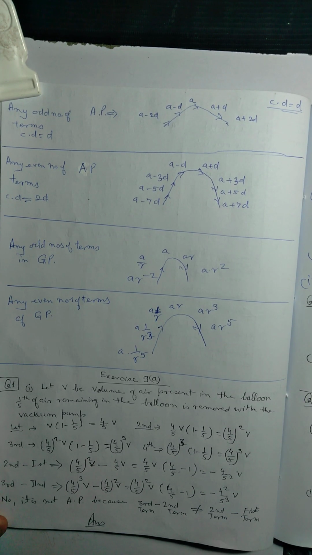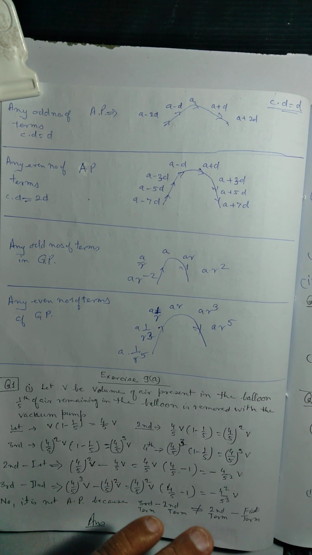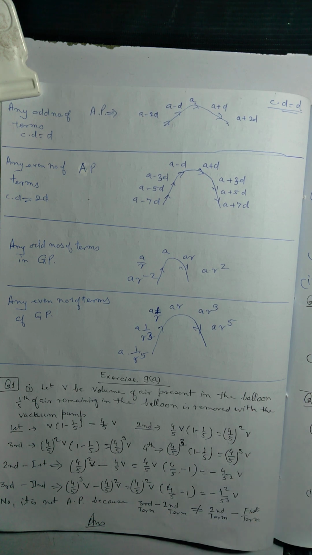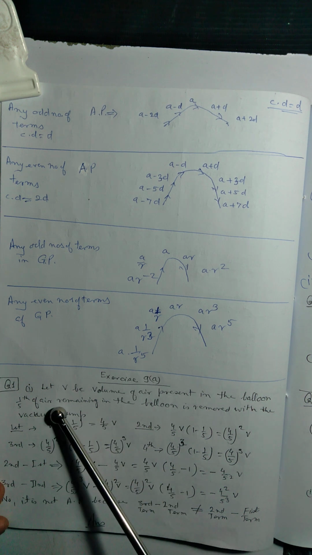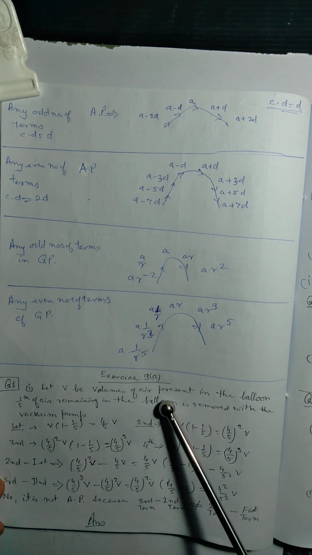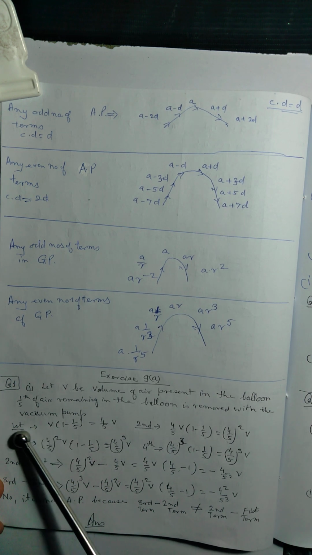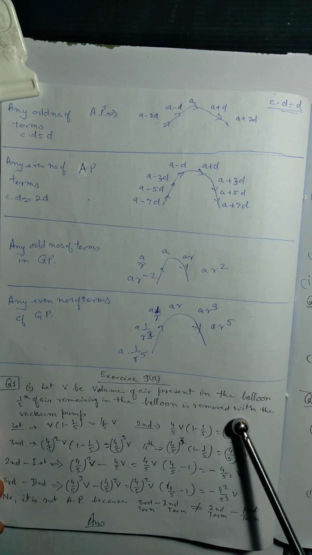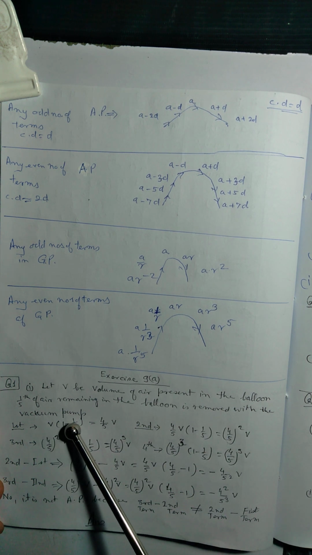Exercise 9A, you see the first question. In which of the following situations does the list of numbers involved make an arithmetic progression, and why? You see question number 1, first part. Let V be the volume of the air present in the balloon, and 1/5 of the air remaining in the balloon is removed with the vacuum pump.